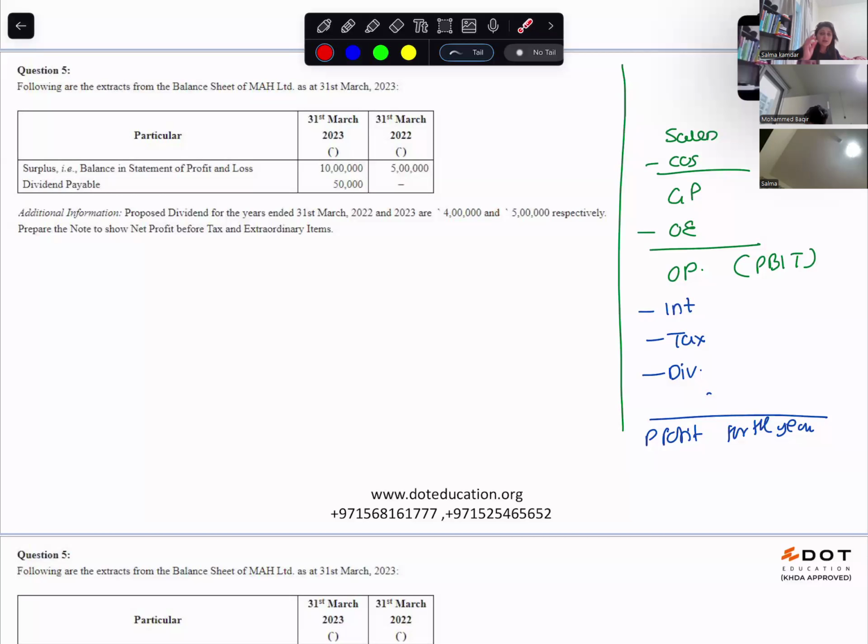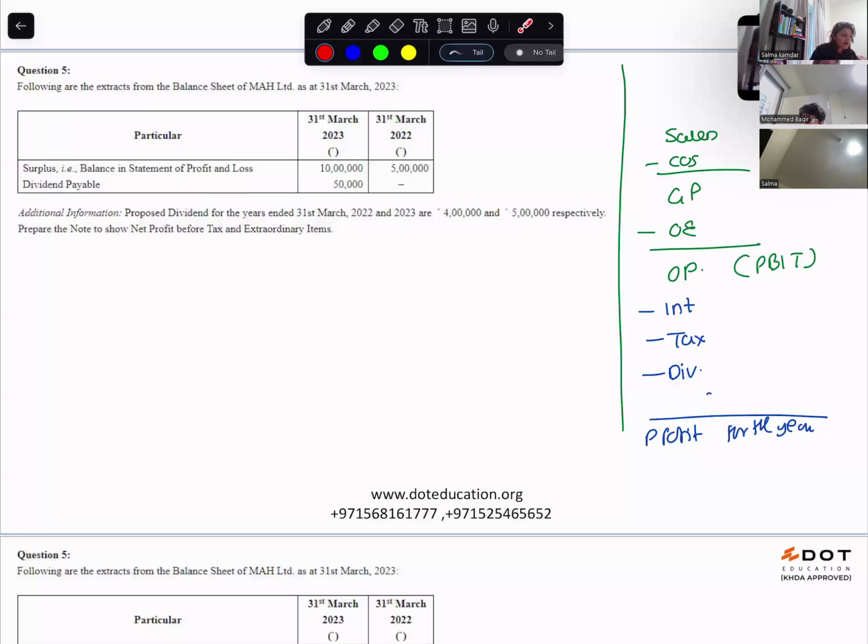We are doing some basic sums, where they want us to calculate the net profit before tax and extraordinary items. Before tax and extraordinary items is what they are asking us to calculate. Yes, ma'am. Profit before interest and tax.